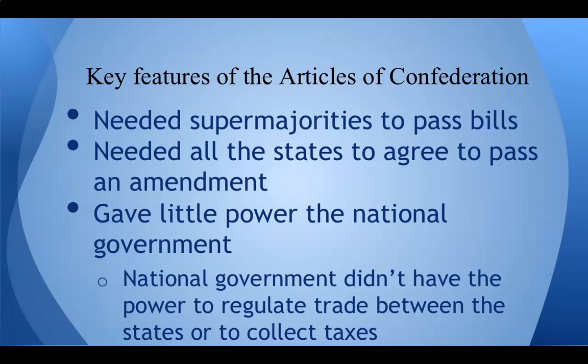They needed all of the states to agree to pass an amendment. Again, in our current Constitution, you only need 3/4 of the states. It gave very little power to the national government, and that meant that the national government didn't have some of the key powers that it needed in order to be successful. Like it didn't have the power to regulate trade between the states. It didn't have the power to collect taxes. Heck, it didn't even have the power to have a national currency. And those things really made the Articles of Confederation eventually unsuccessful.